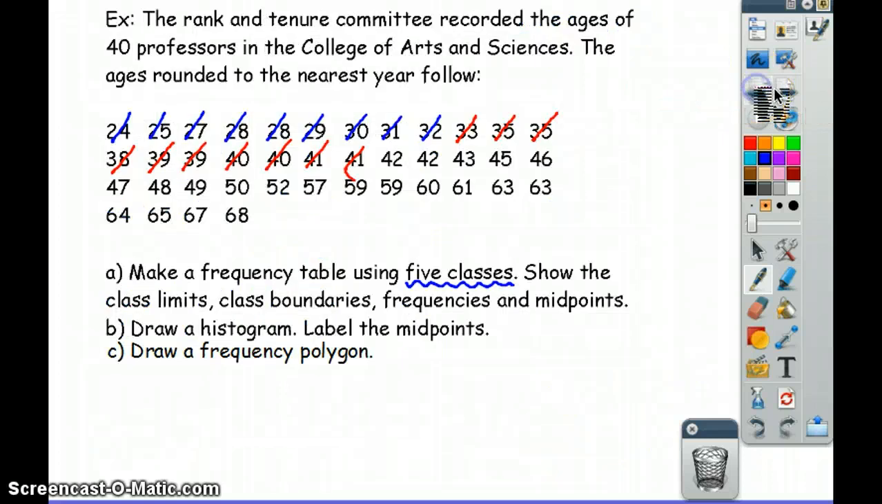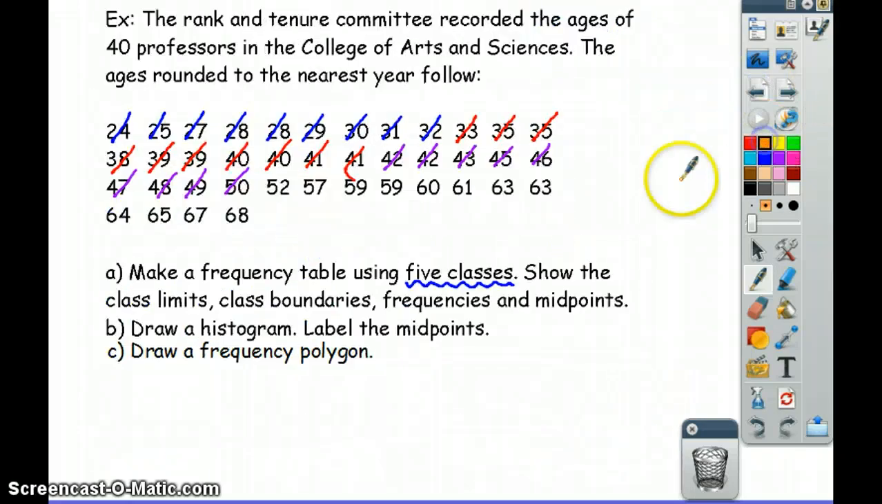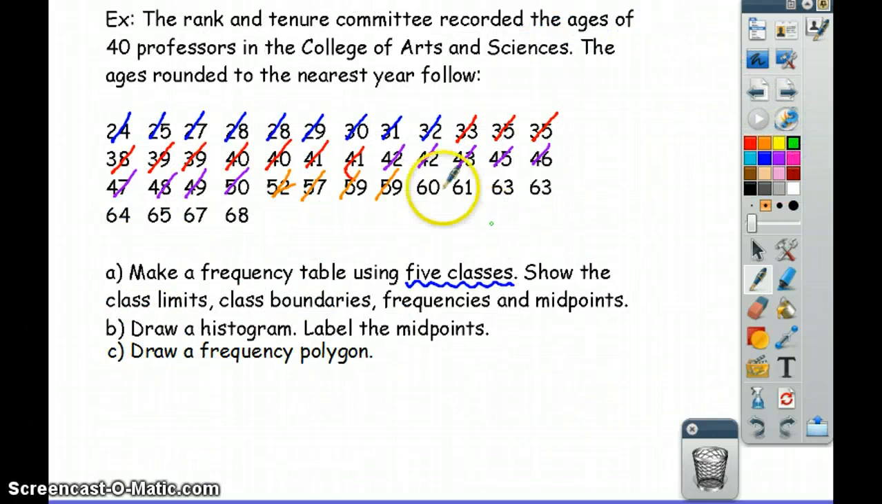42 to 50: 1, 2, 3, 4, 5, 6, 7, 8, 9. 51 to 59: 1, 2, 3, 4, just 4 professors in that range. And then the rest of the professors are in this 60 to 68 range: 1, 2, 3, 4, 5, 6, 7, 8 professors.